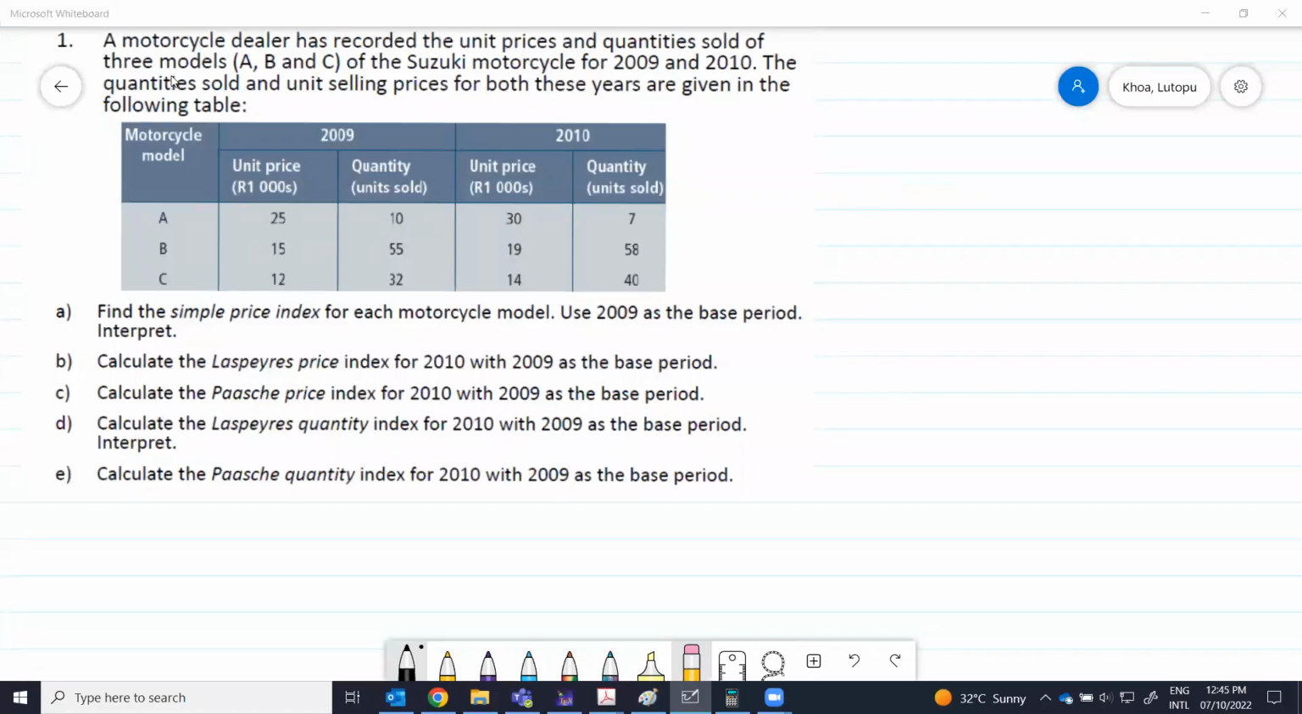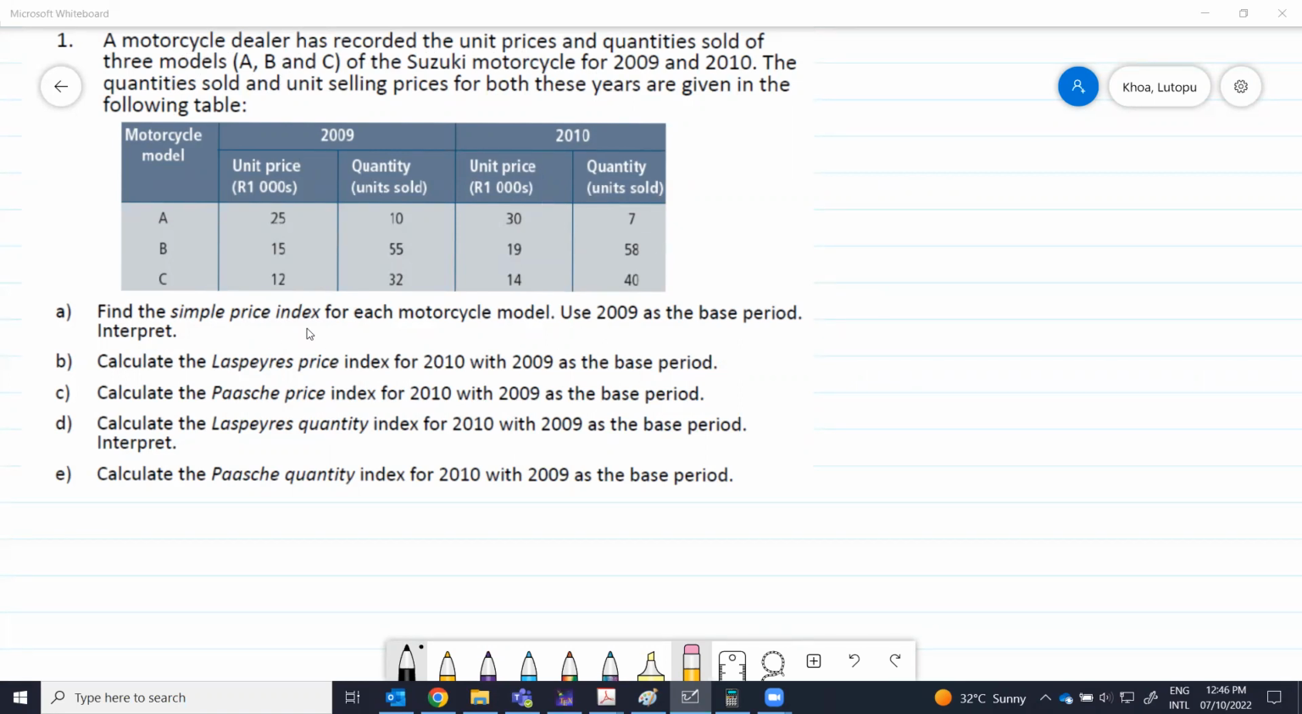Okay, let's start with question 1. A motorcycle dealer has recorded the unit prices and quantities sold of three models A, B, and C of the Suzuki motorcycle for 2009 and 2010. The quantities sold and the unit selling prices for both these years are given in the following table. So this is the data for 2009 and for 2010.